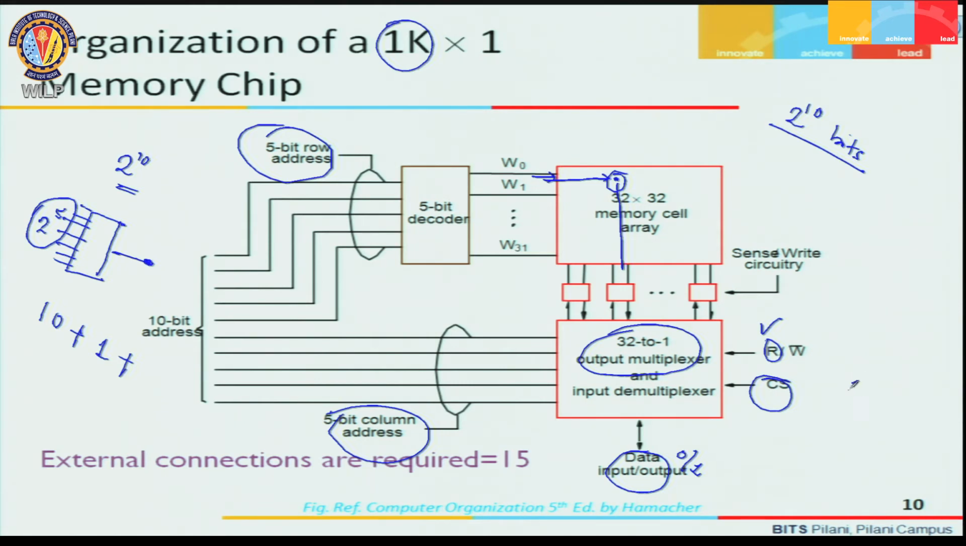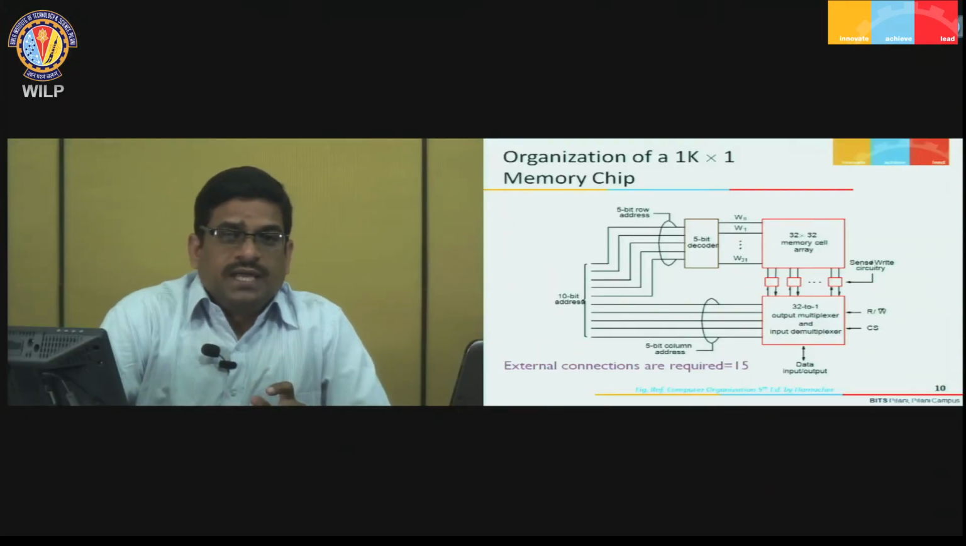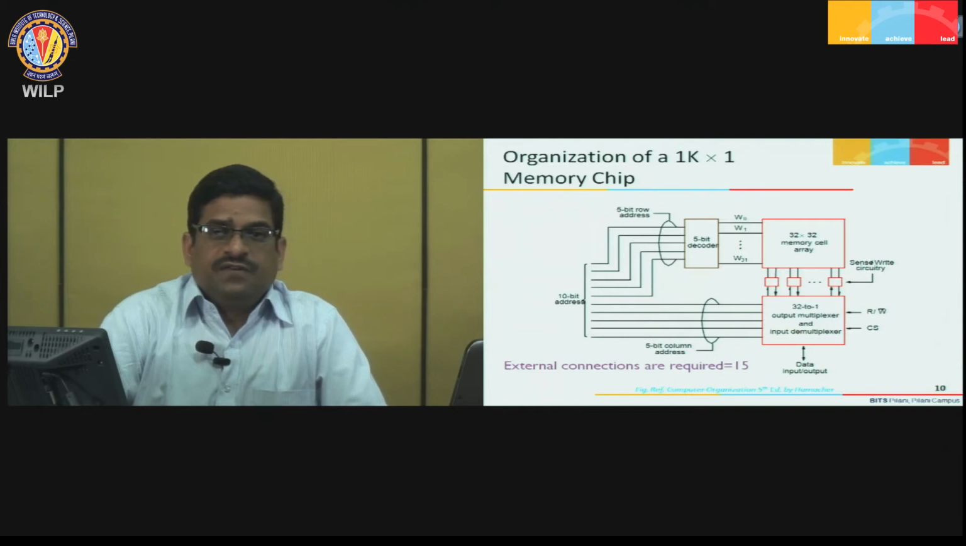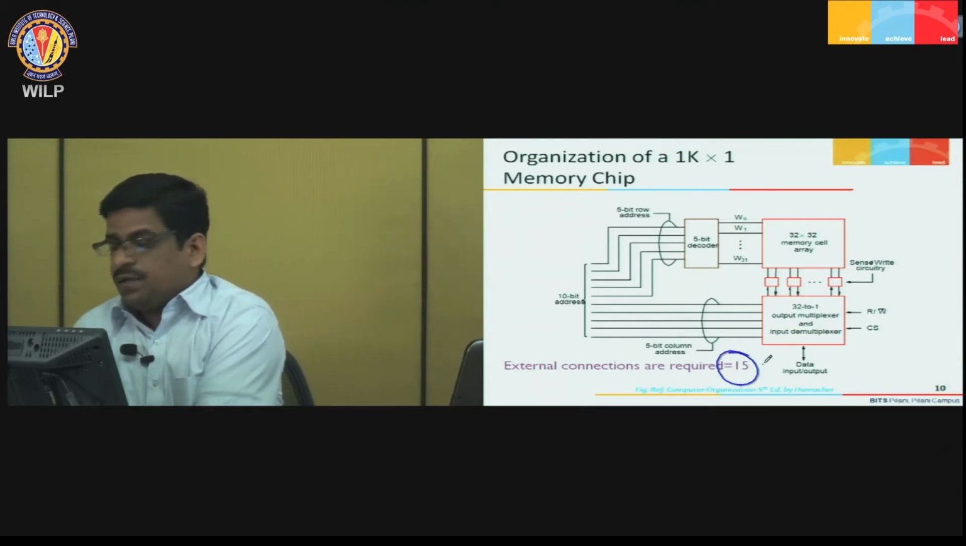Why? Because if this signal is 1, then I can say it is a read, if this signal is 0, then I can say it is a write. So, only 1 pin is sufficient. So, 1 read write and 1 chip select and 2 for the power, anyway it is required. So, a total of 3 plus 2, 5, is a 15. So, total 15 pins are required. So, for constructing 1 kilobit memory, we need 15 pins.